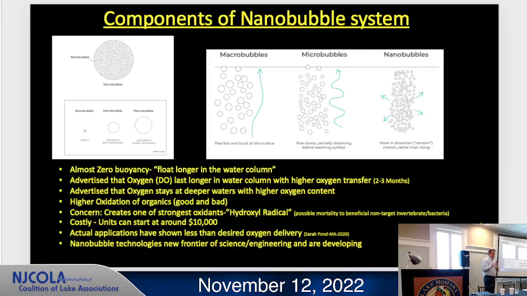One of the concerns that we've had is the nanobubbles create this hydroxyl radical. So it's an oxidizing product. They use it to clean industrial environments, clean metals. So it oxidizes. It has this really good ability to oxidize, which means basically sanitize.